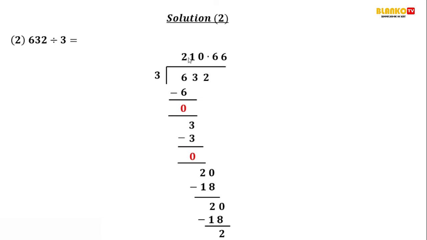Okay, so our answer now is going to be what? 210.66. So to divide 632 by 3, our answer is going to be 210.66. I hope you understand. So 632 divided by 3 will give us what?